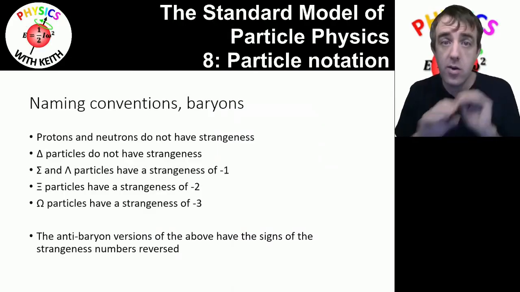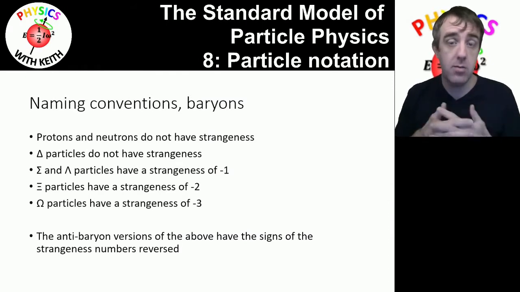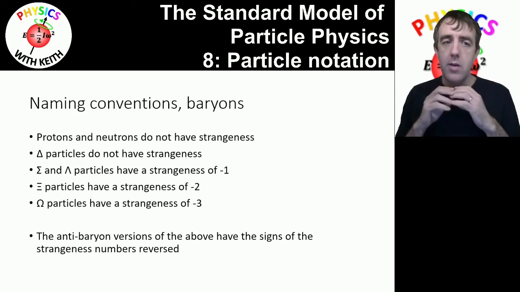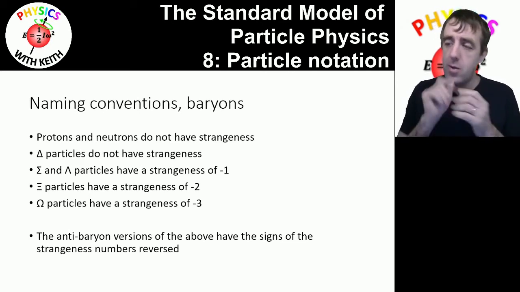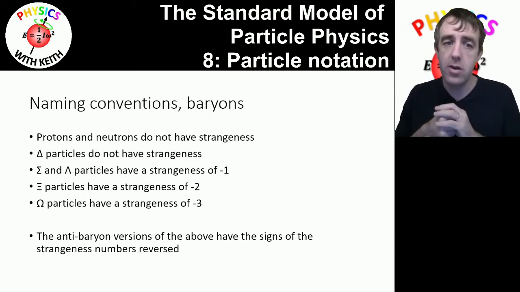In the last video, we looked at quarks and leptons. In this video, we're going to look at naming convention, including the notation we use when writing down baryons and mesons. So here is some information about naming conventions we use. Protons and neutrons, we usually use a lowercase p and a lowercase n to indicate a proton and a neutron.